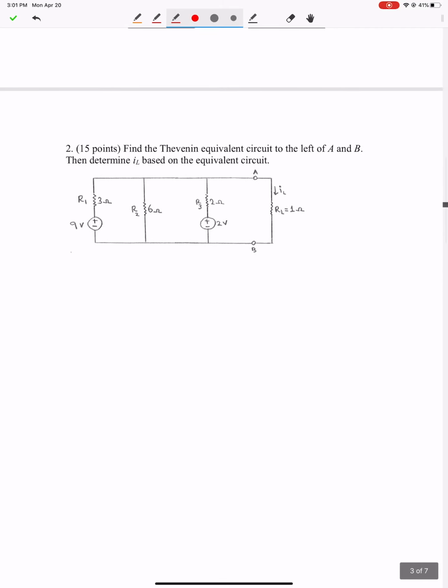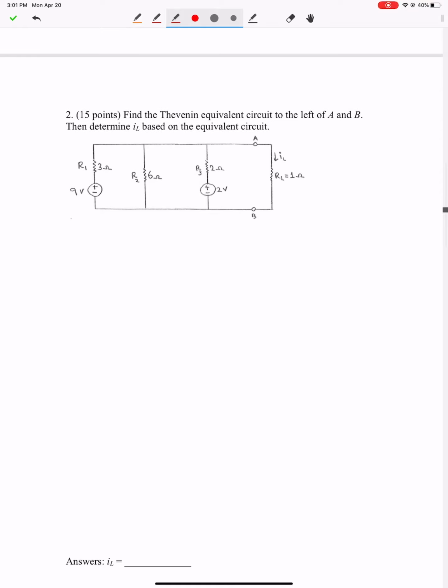Second one, use Thevenin's equivalent circuit. Find Thevenin's equivalent circuit to the left of A and B. So in this problem, we need to use Thevenin's theory to find what's the value of IL, and that is the current flowing through RL.